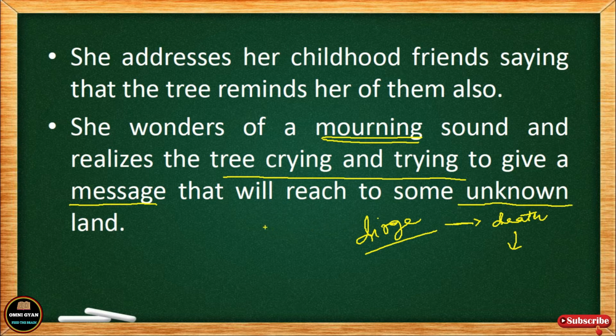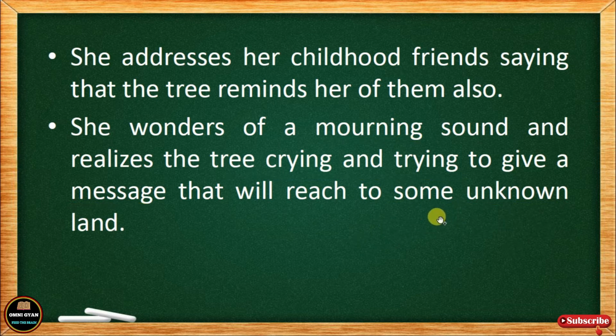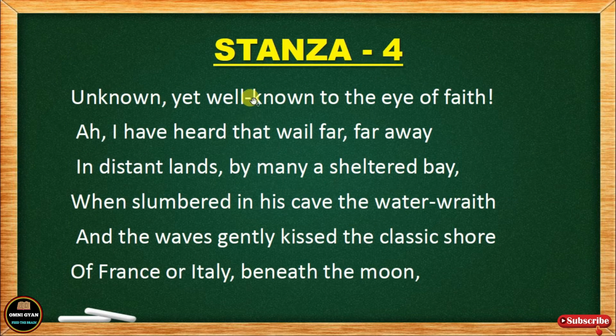It is not going to come to the poet but that message is going to reach some unknown land. Theek hai, wo dukh bhara jo ek gaana hai aur us gaane ke andar kuch message hai. There is a mourning song and in that song there is a message, but that message will reach some unknown land. Now, stanza 4. Unknown yet well known to the eye of faith.